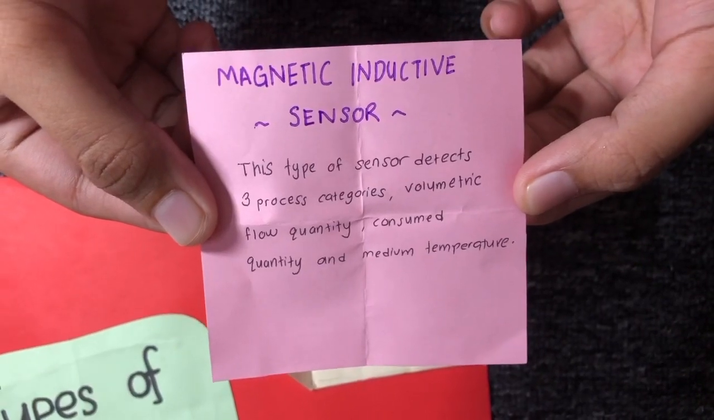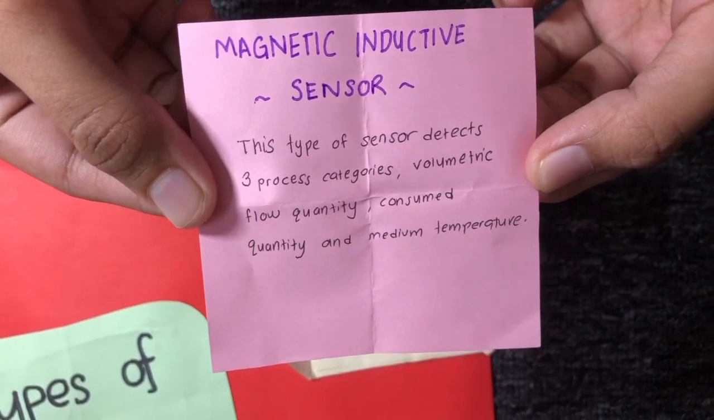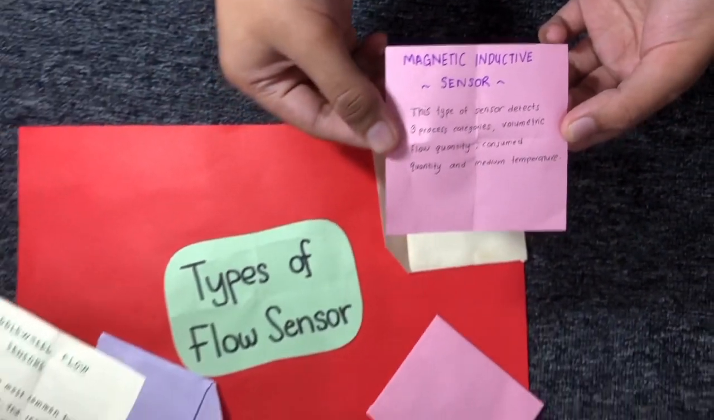Magnetic inductive sensor. This type of sensor detects three process categories: volumetric flow quantity, consumed quantity, and medium temperature.